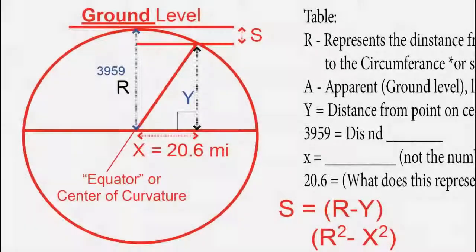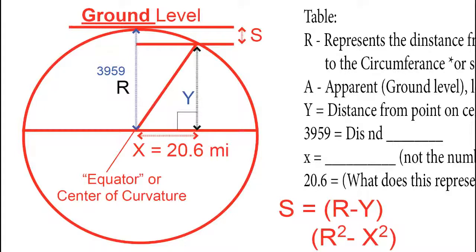The ground level of an observer is represented by the line at the top. Y equals distance from the point on the center latitude, which is representing the 20.6 miles between Dover and Calais. So, using Euclidean geometry, the problem here is to figure out the distance of S, which is pretty apparent in this diagram.